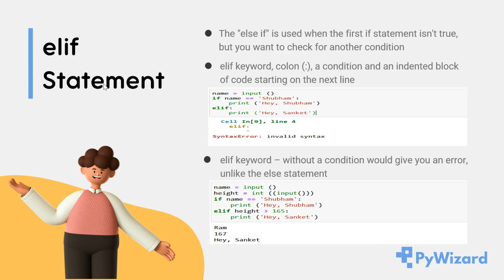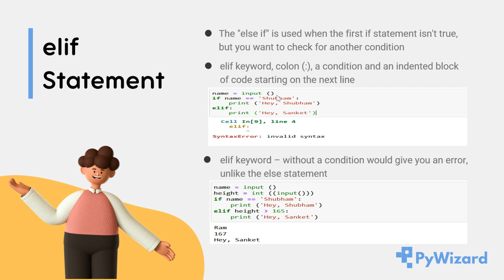Now let's look at the else if statement, or elif statement as it is called. The elif statement is used when the first if statement isn't true, but you want to check for another condition. This also signifies that the elif condition always follows an if statement. The syntax is that it needs to have an elif keyword, a condition, a colon, and an indented block of code that will follow on the next line.